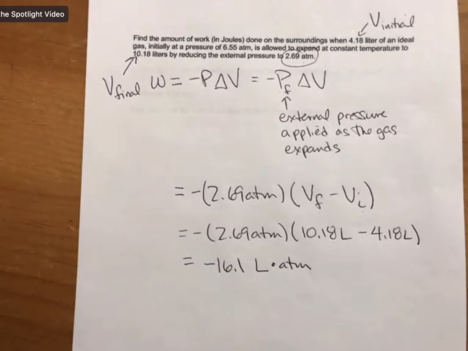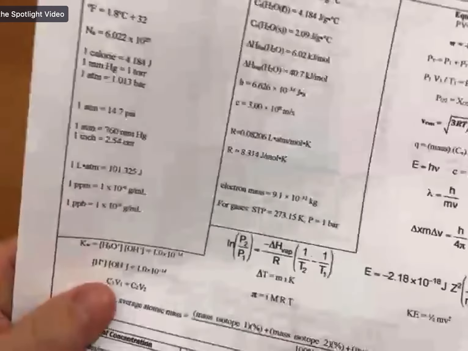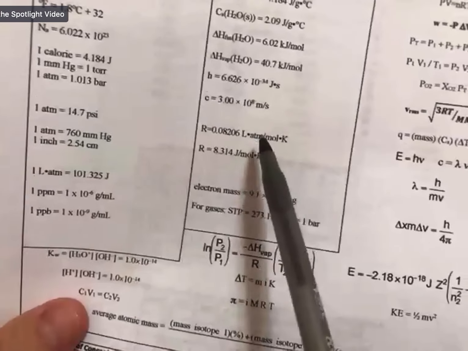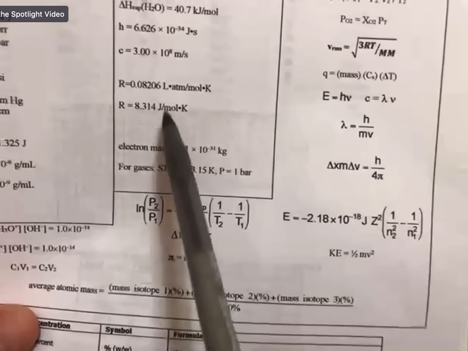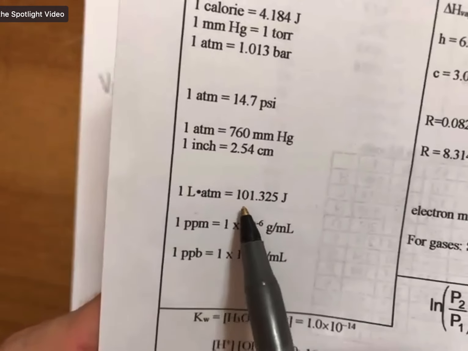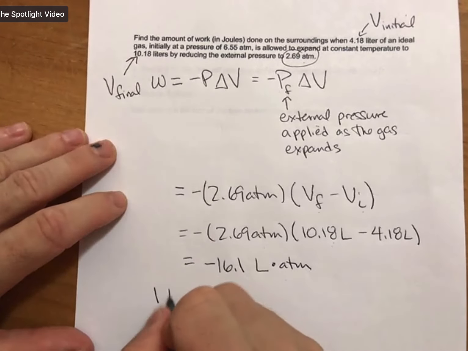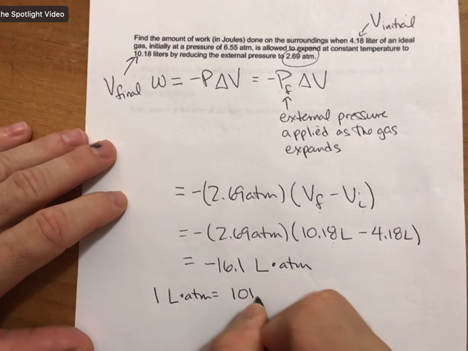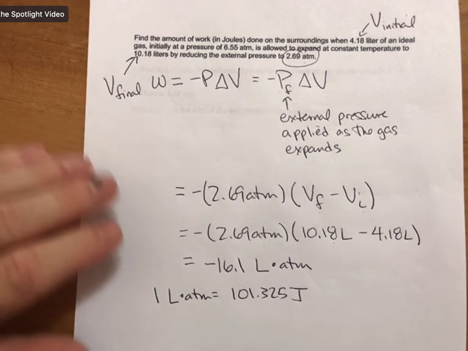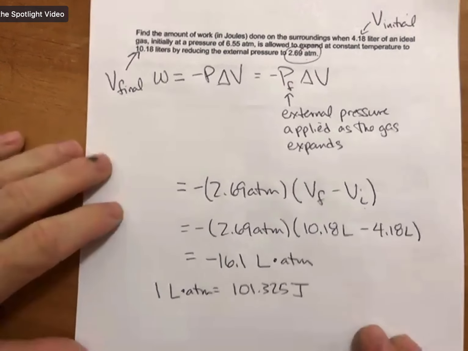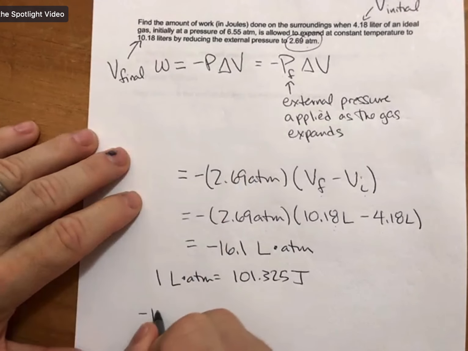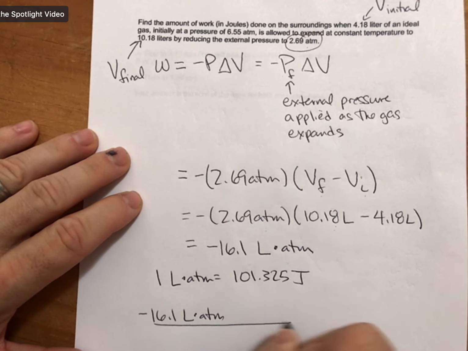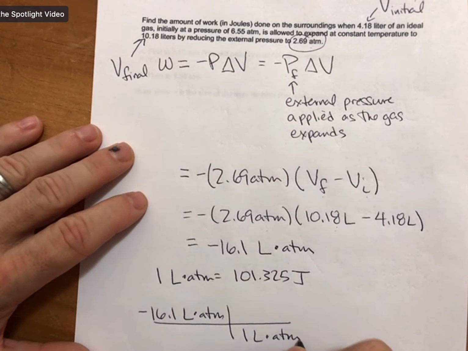There is a conversion factor for converting liter atmospheres to joules. I hope it's on the sheet here. There it is. 1 liter atmosphere equals 101.325 joules. That's going to allow us to create a unit conversion factor to convert our liter atmospheres into joules.